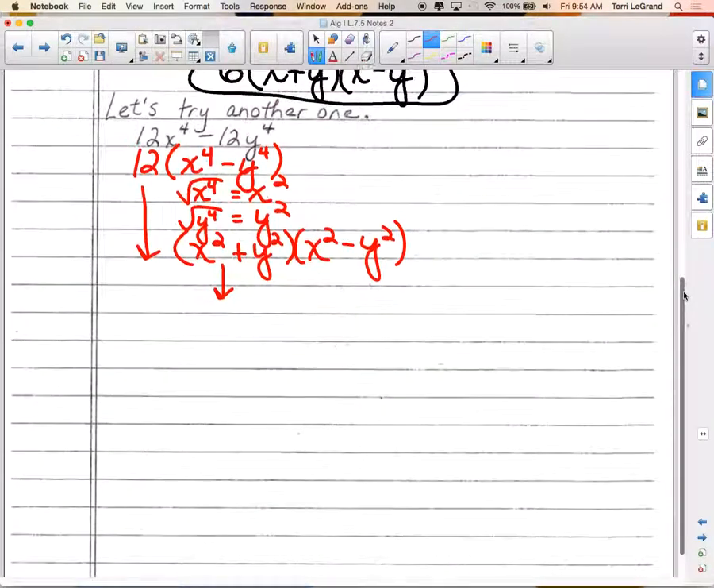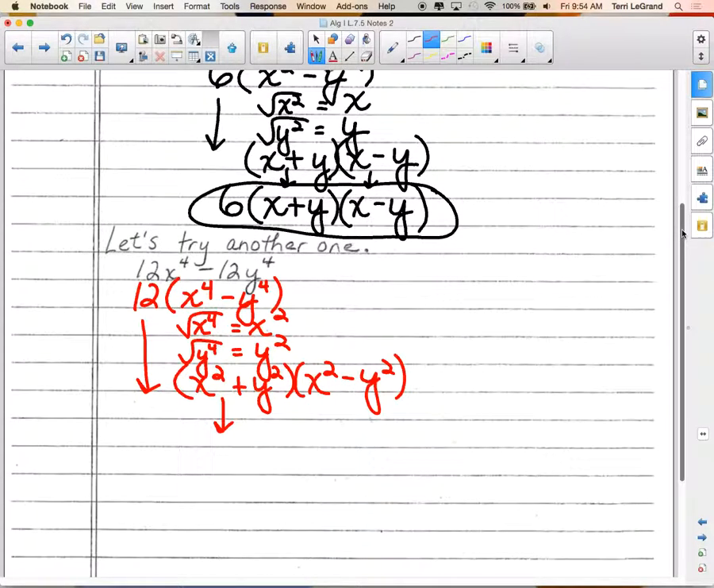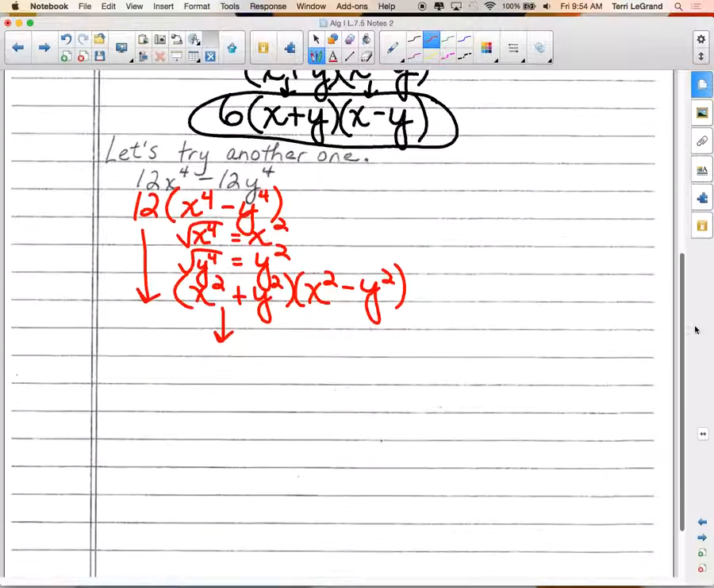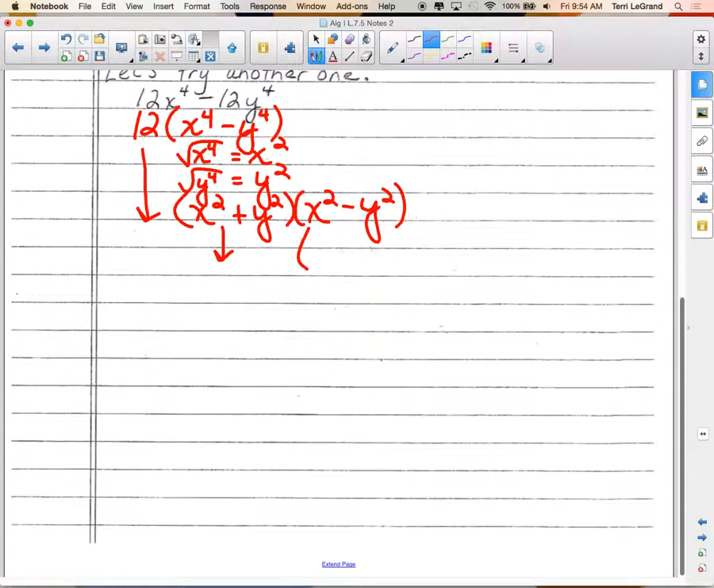In fact, we just factored x squared minus y squared up above, didn't we? What were its factors? x plus y and x minus y. So we're renaming this as x plus y, x minus y. It can still be factored. So now, can x plus y be factored? No. How about x minus y? No. Okay, we are finally ready to bring everything together.